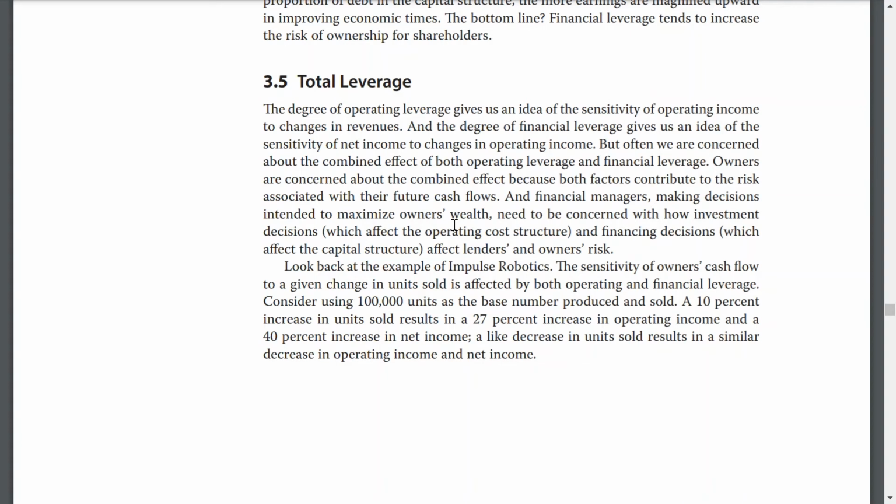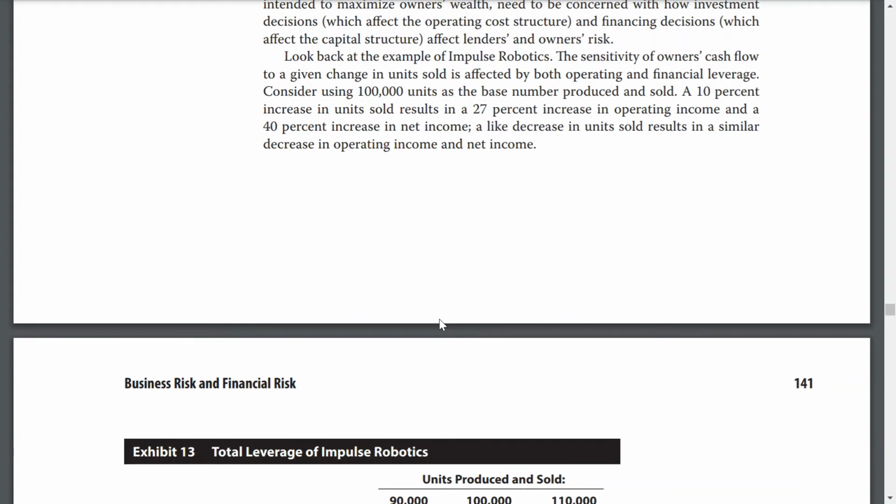Look back at the example of Impulse Robotics. The sensitivity of owners' cash flows, given changes in units sold, is affected by the operation of financial leverage. Consider using 100,000 units as the base number produced and sold. The 10% increase in the units sold represents a 27% increase in operating income and a 40% increase in the net income. A like decrease in units sold results in a similar decrease in operating income and net income.